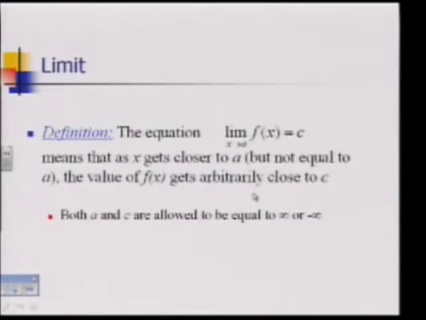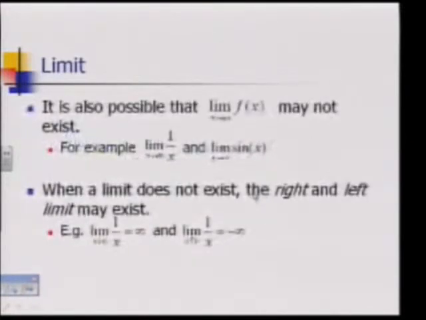And thinking about this limit, you can also let the value approach positive infinity or negative infinity. The concept is that you want it to be closer and closer to a, but not really equal to a, and then you want to know what happens in the limit. It is also possible that sometimes the limit doesn't exist.